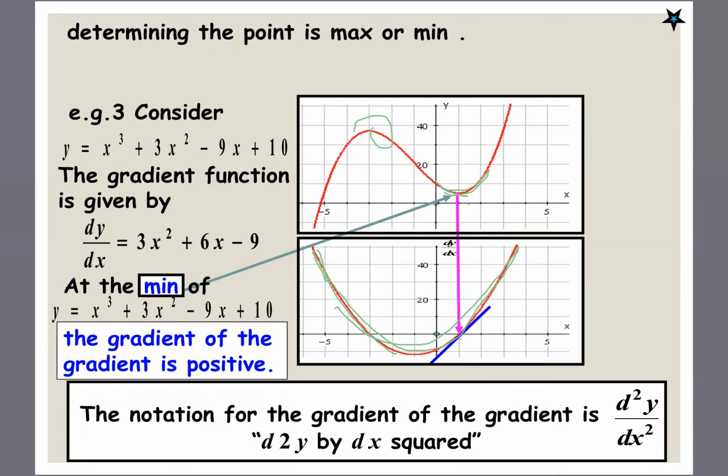So you can see, if it is a maximum, it's minus, right? That means we need to get d2y by dx2, the second derivative, right? The notation for the gradient of the gradient. Gradient of the gradient means the second derivative of the given function, because the first differentiation gives us the gradient, then the second differentiation gives us the gradient function's gradient again. Okay, like this.